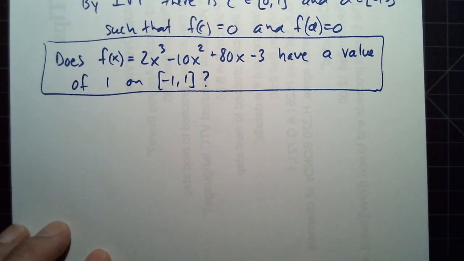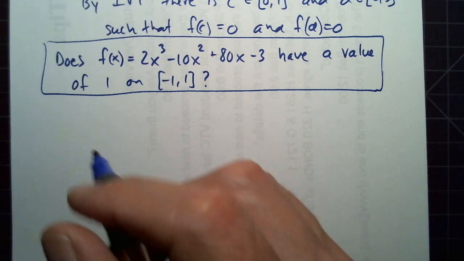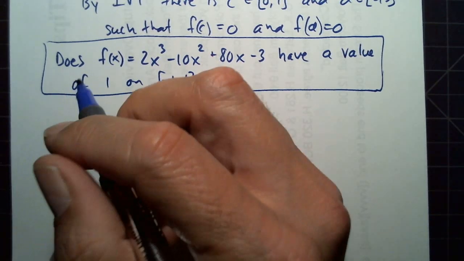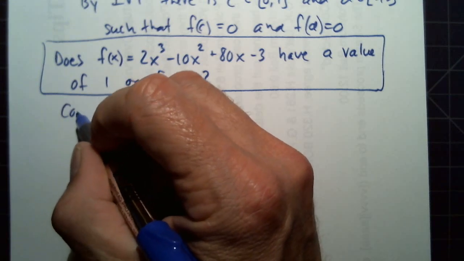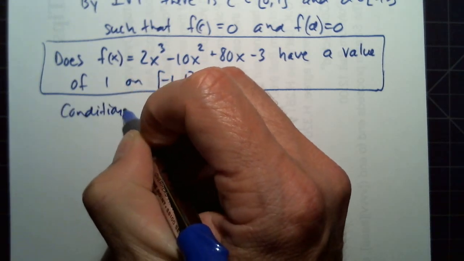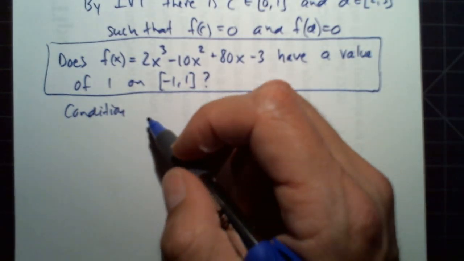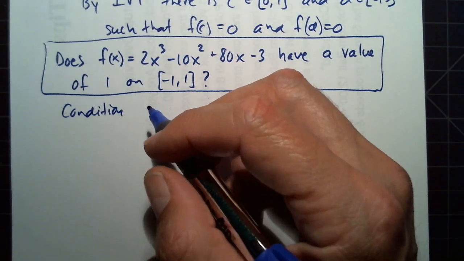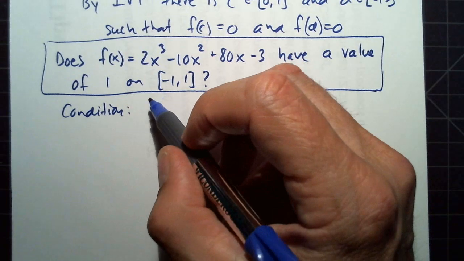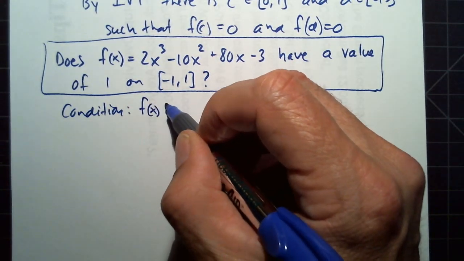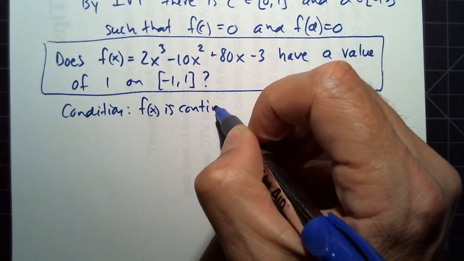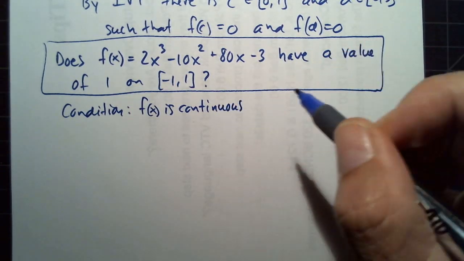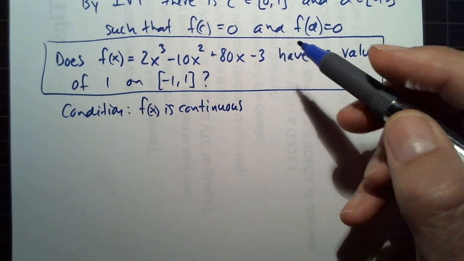Alright, pause the video and try that one. Remember that we need to say whether it's continuous, so there's a reason why this is continuous. This is the condition. It's the if part of the statement. The condition is f of x is continuous. The question didn't tell us that it's continuous, but every polynomial is continuous.